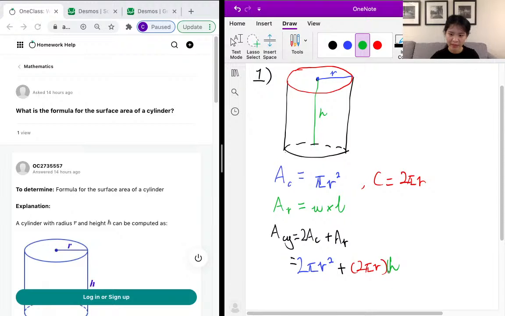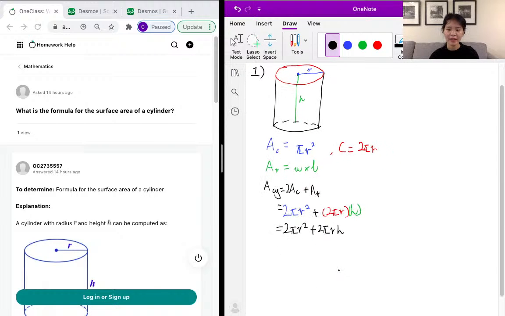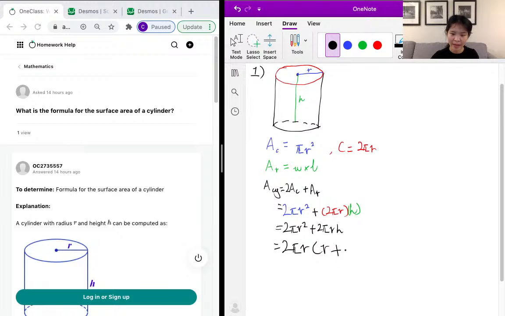So here we have the surface area of a cylinder, and we just need to simplify the expression a little bit. So we have 2 pi r squared plus 2 pi rh. And if you factor out the common factor, here we have a common factor 2 pi r. So if we factor the 2 pi r out, the surface area of the cylinder is 2 pi r multiplied by r plus h. And this is our formula for the surface area of the cylinder. And let's use a highlighter just to highlight it. This is our final answer.